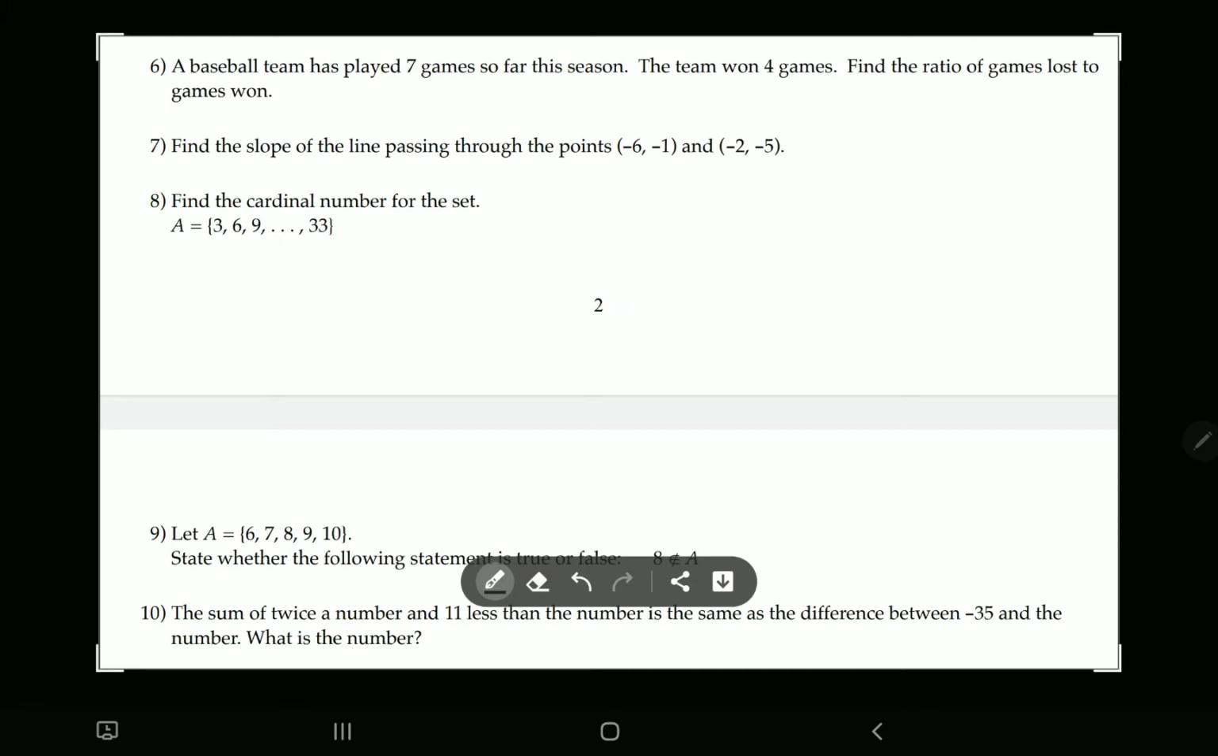Now it says here for number 6, a basketball team has played 7 games so far this season. The team won 4 games. Find the ratio of games the team lost to games won. Okay, so when we write a ratio, we can write it in 3 different ways. We can write a ratio as A to B. In this case, A will be my games lost, and B will be my games won.